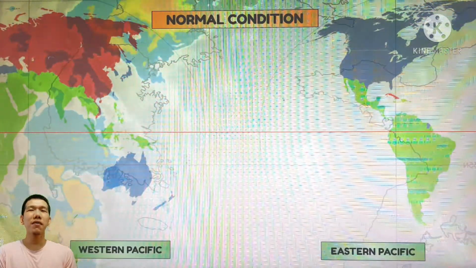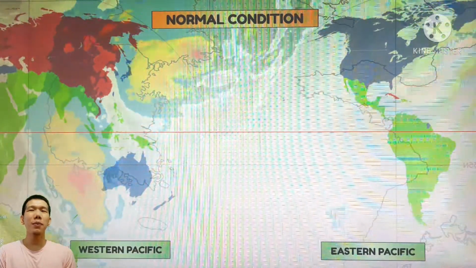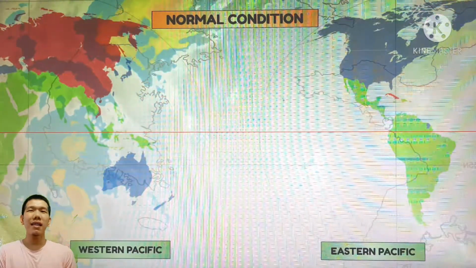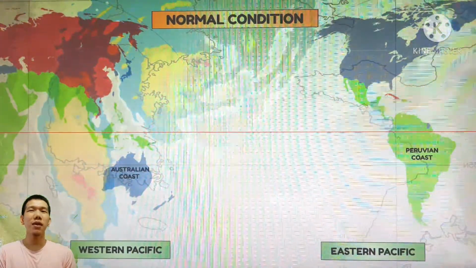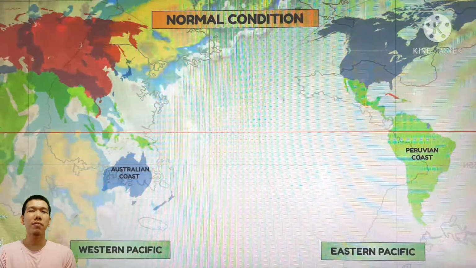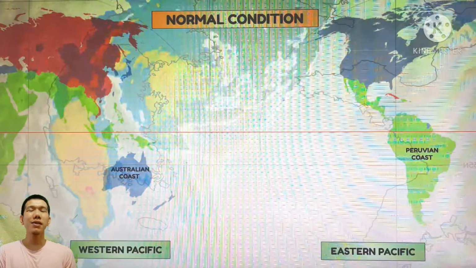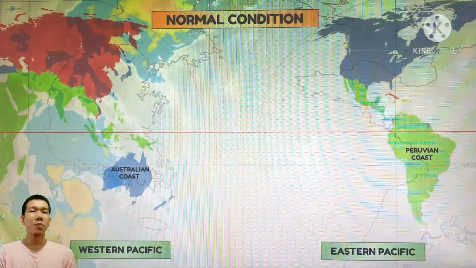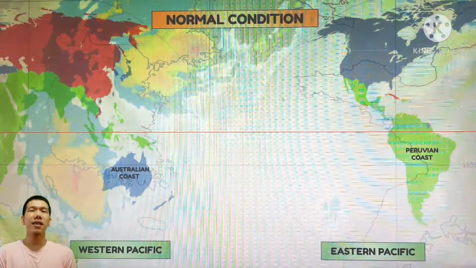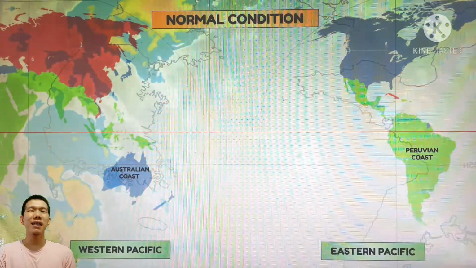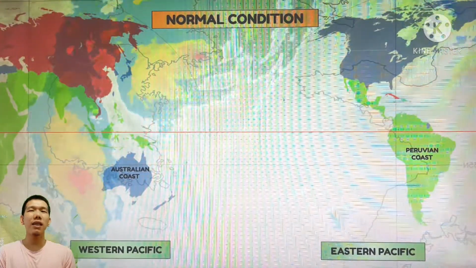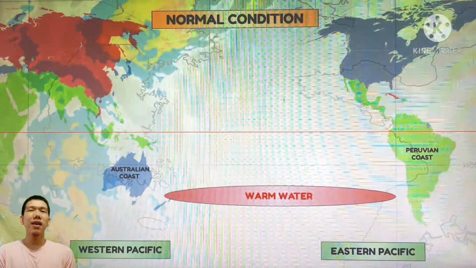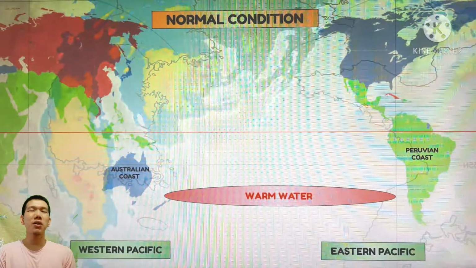In the Eastern Pacific, it is bounded by the Peruvian coast, and in the Western Pacific, it is bounded by the Australian coast. And since the Central Pacific region is on the equator, expect that it is heated a lot, where most of the sun's radiance directly penetrates it, and since it is hot, the ocean water in this region is very warm.